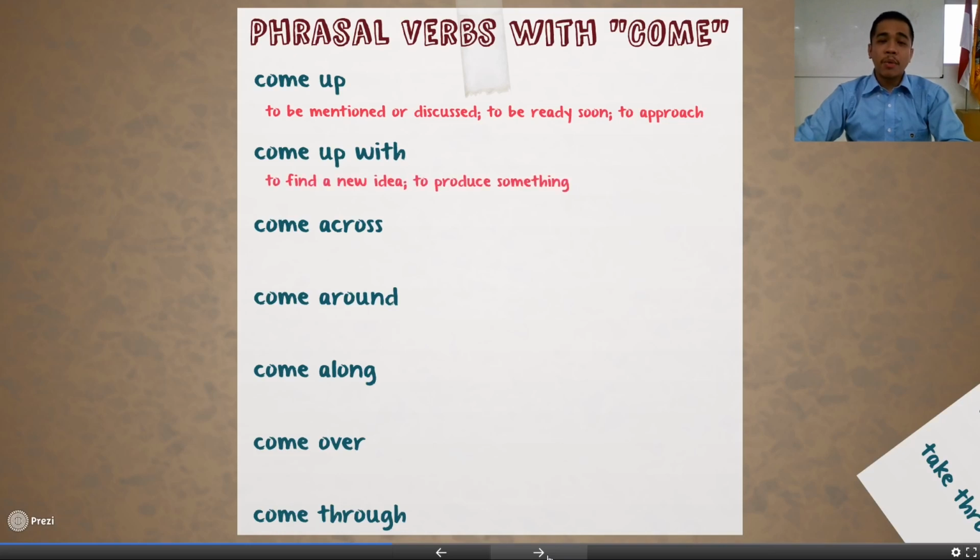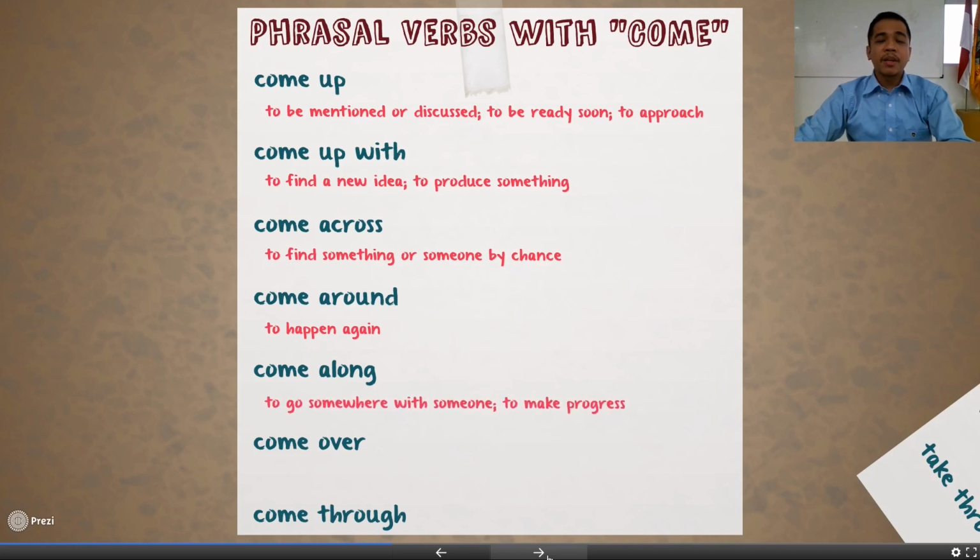Next, come up with. Now, come up with means to find a new idea or to produce something. Like, you have to come up with a great idea as soon as possible. Next, come across. Now, come across means to find something or someone by chance. Last week, I came across an old photo of my parents. Next, come around. Now, come around means to happen again. Like, time flies so fast, another holiday is coming around.